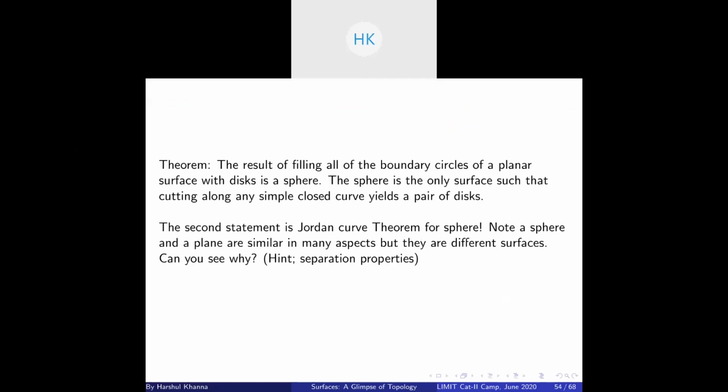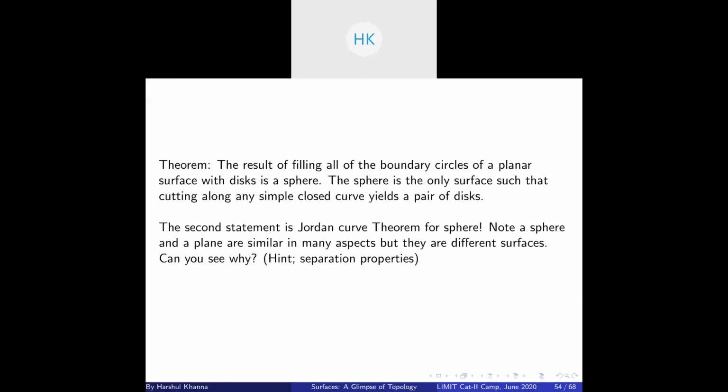So the theorem is: the result of filling all of the boundary circles of a planar surface with disks is a sphere, as we already saw. The sphere is the only surface such that cutting along any simple closed curve on the surface yields a pair of disks. You can observe that if you have a sphere and you cut along any simple closed curve, you will get a pair of disks.